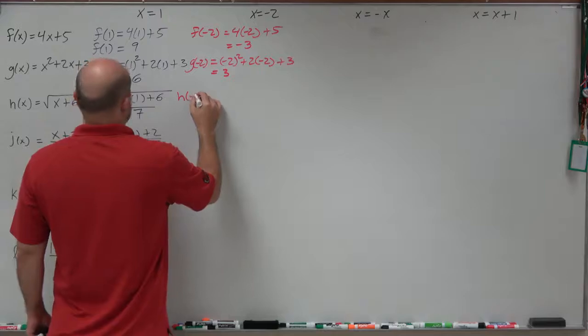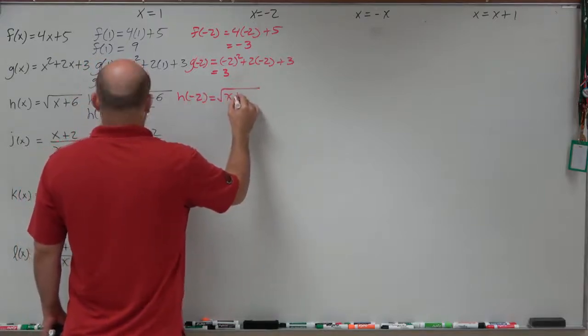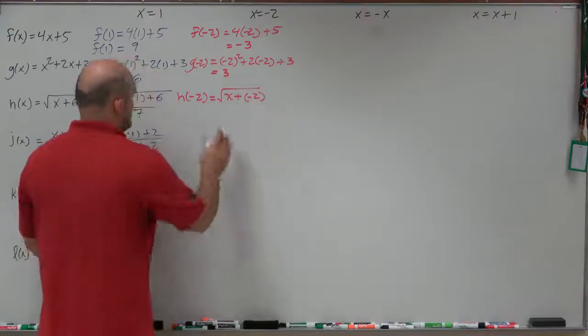Here we have h of -2 equals the square root of x plus -2. Oh, I'm sorry. What am I doing?